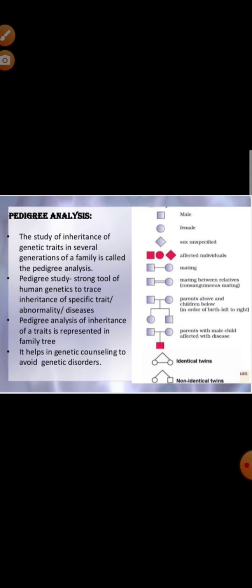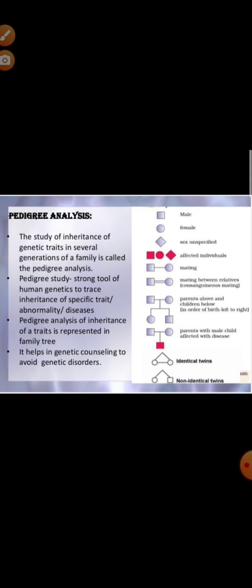Next we will know pedigree analysis. What is this basically? It is the study of inheritance of genetic traits in several generations of a human family in the form of a family tree diagram. It's called pedigree analysis. I think you have a very clear knowledge about family tree diagram. Like if you are starting from you, your parents, their parents, your grandparents, your great grandparents. So when it is shown in a tabulated form, it will be a family tree diagram. So this is also similar to that.